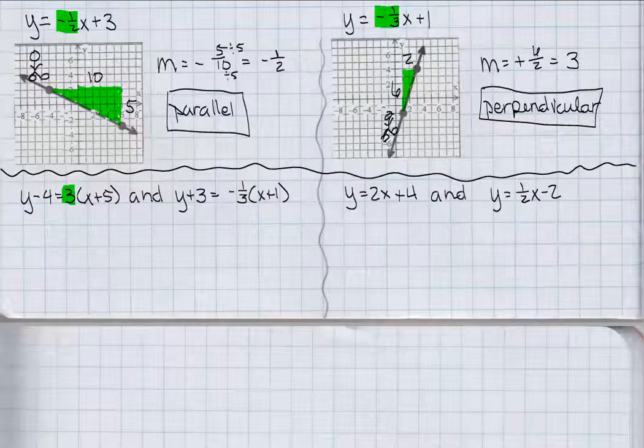So this slope is 3, this slope is negative 1/3. So this was positive, this one became negative. When you flip that 3 upside down, it's 1/3. So they are perpendicular.